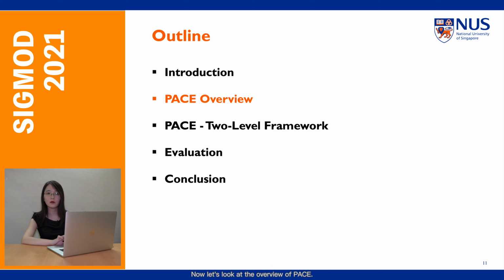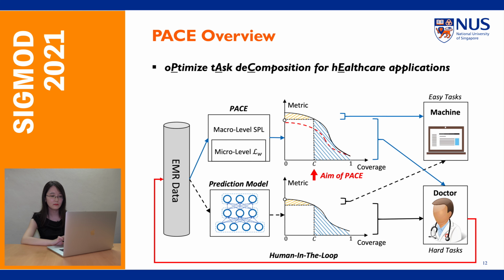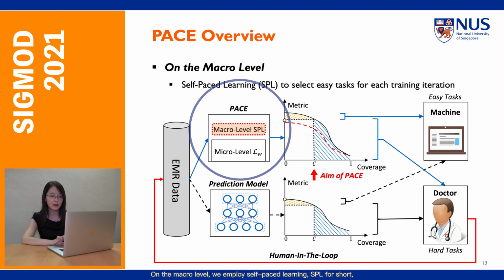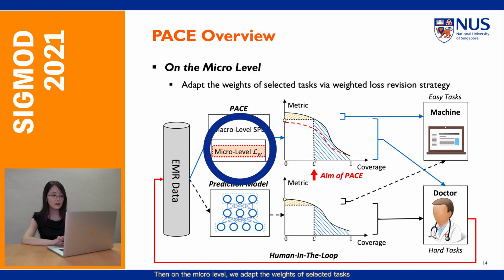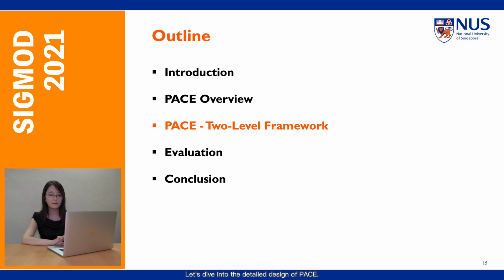Now let's look at the overview of PACE. Our proposed PACE aims to optimize task decomposition for healthcare applications and is two-level. On the macro level, we employ self-paced learning, SPL for short, to select easy tasks for each training iteration. Then on the micro level, we adapt the weights of selected tasks through a weighted loss revision strategy. Let's dive into the detailed design of PACE.